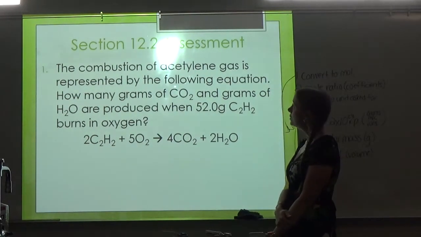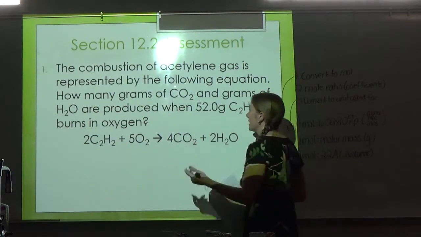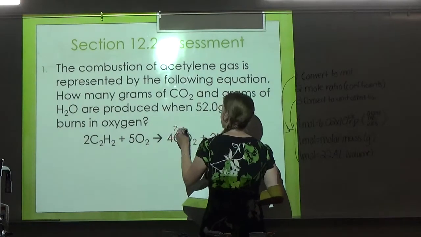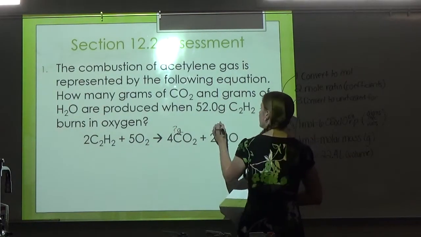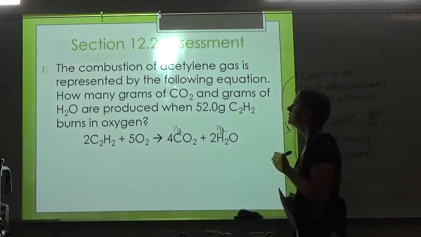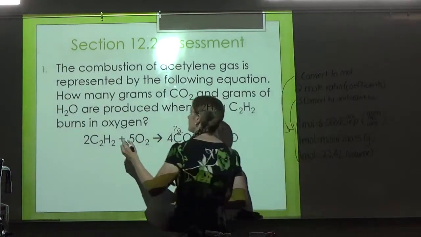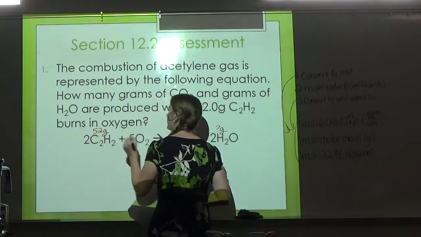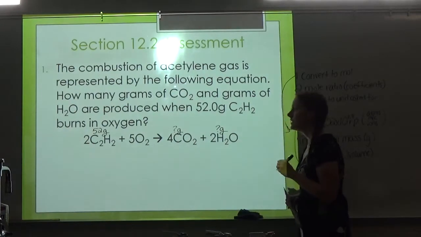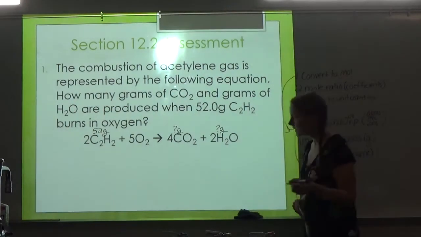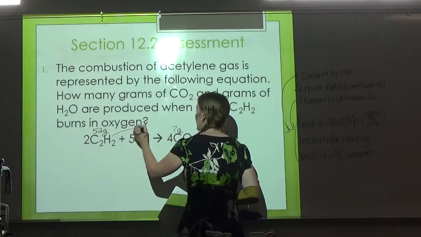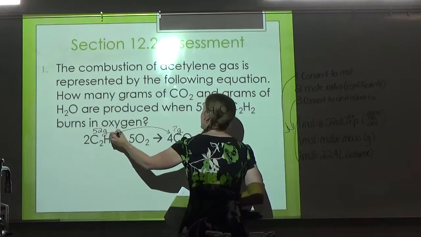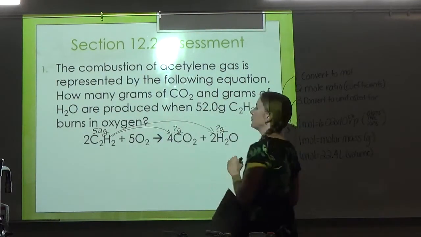So it says the combustion of acetylene gas is represented by the following equation. How many grams of carbon dioxide and grams of H2O are produced when 52 grams of C2H2 burns in oxygen? So this is why I say it's like a 2-for-1. So we need to figure out how many grams of carbon dioxide, and we need to figure out how many grams of water.